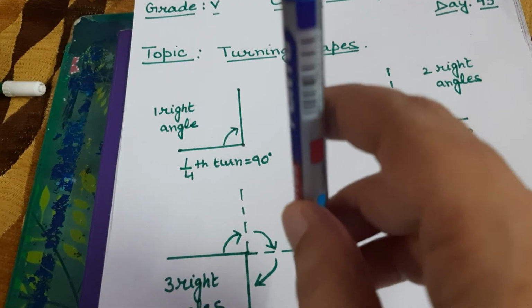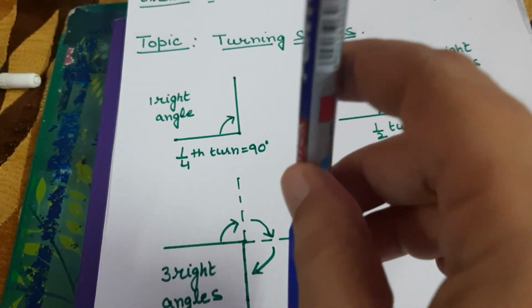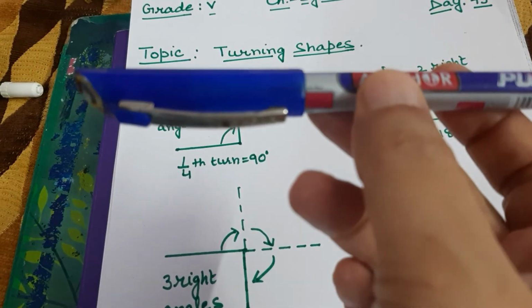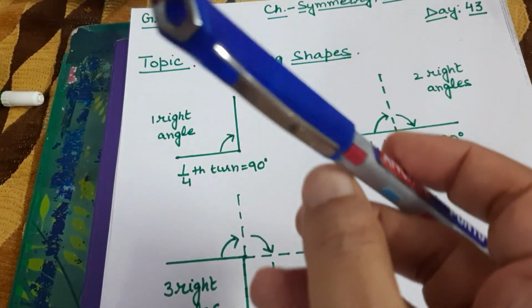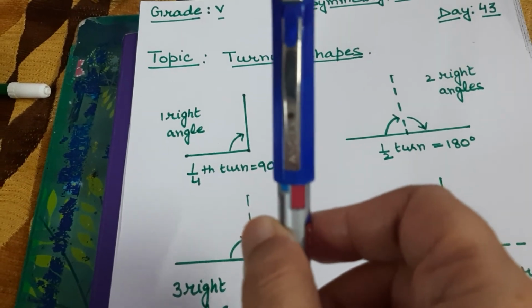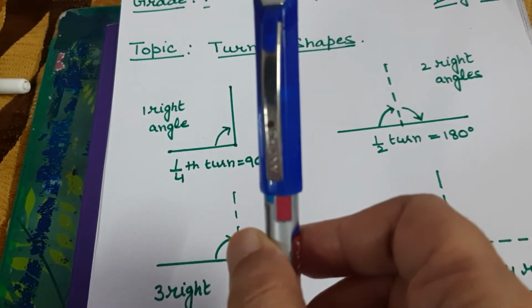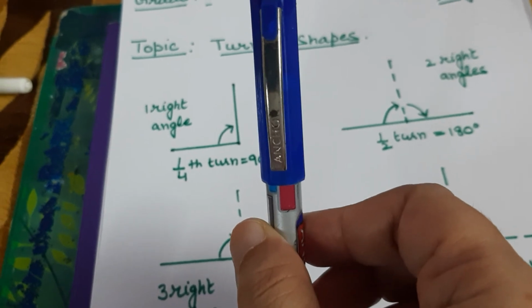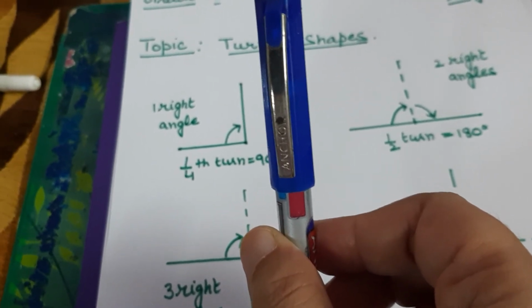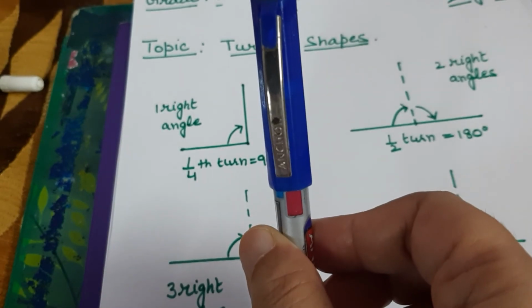Okay, so again if I want to give it 1/4 turn, so this one. Again 1/4 turn, fourth one, so this one. After 4 1/4 turns, it will come to its original position, means it has completed one complete round. Okay, I hope it is clear.